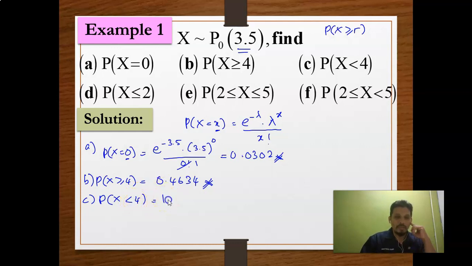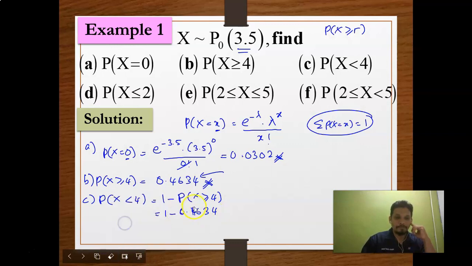So what we can do here is use the fact that the summation of all the probabilities equals 1. Don't forget this. So 1 minus the probability of x greater than or equal to 4. We already found an answer here, so we can use it: 1 minus 0.4634 equals 0.5366.